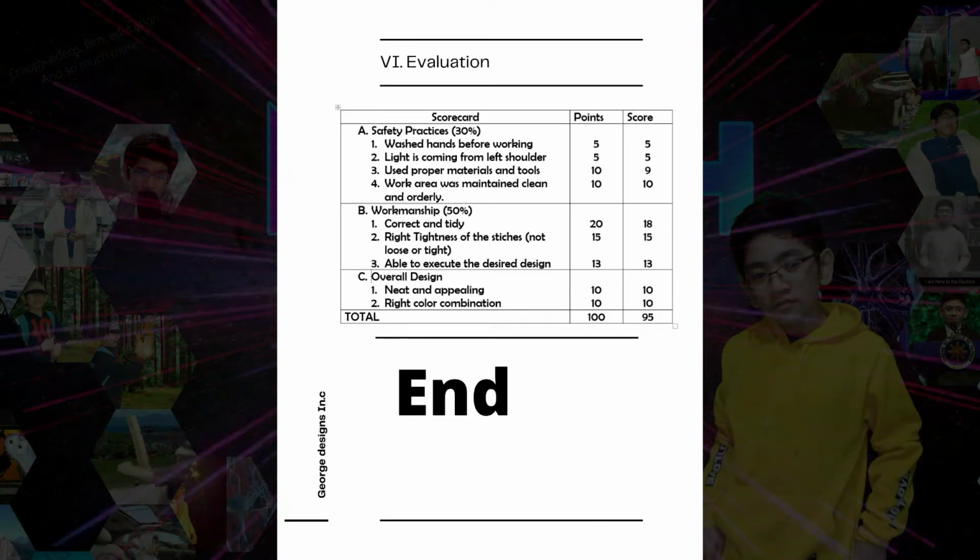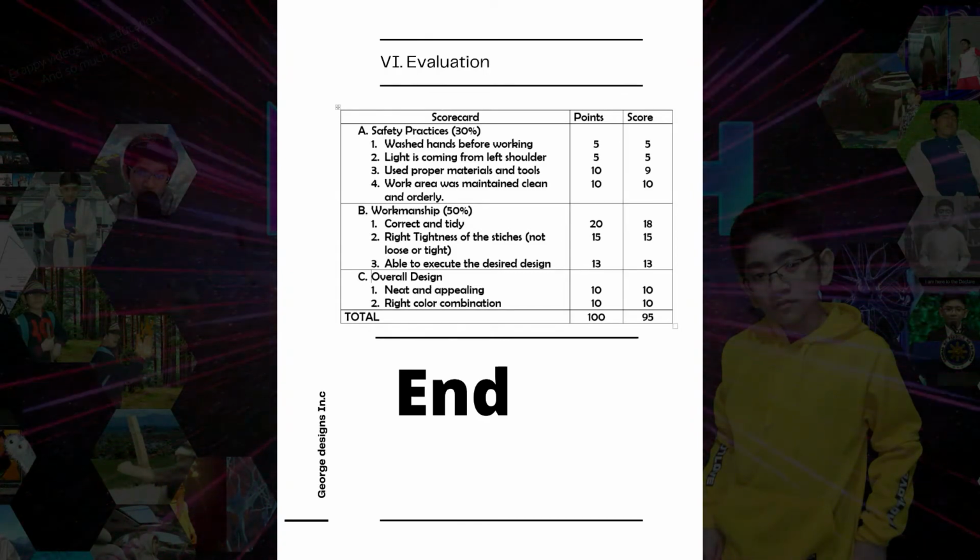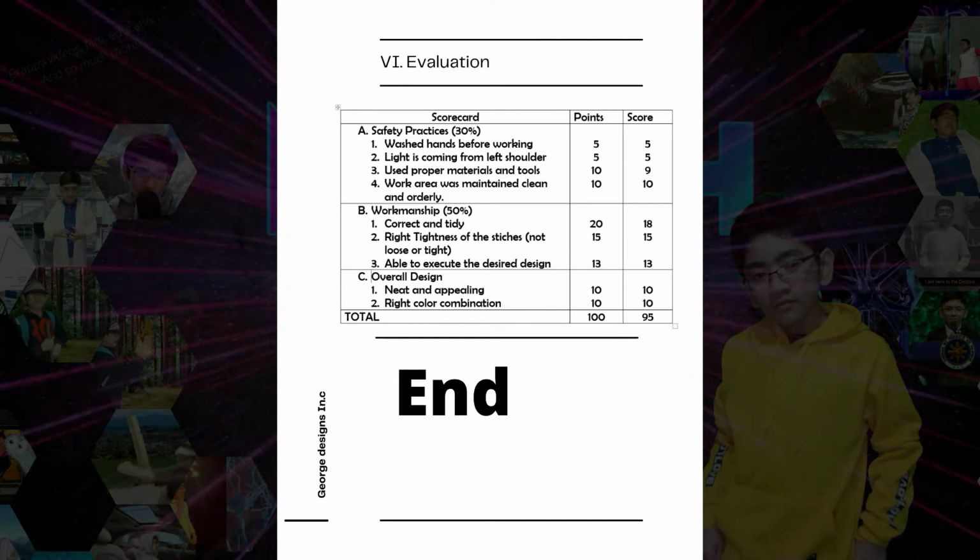Category number 2. Workmanship, which is around 50%. Number 1. Correct and tidy. I gave myself 18 points. I know it's a bit generous for my sake, but you know, I gave it to myself because I think for my first time it was overall good. Number 2, right tidiness of the stitches, not loose or tight. 15, I guess. 3, able to execute the desired design.